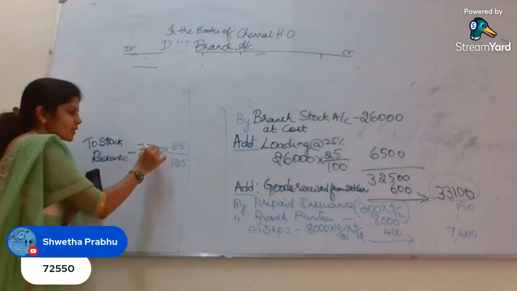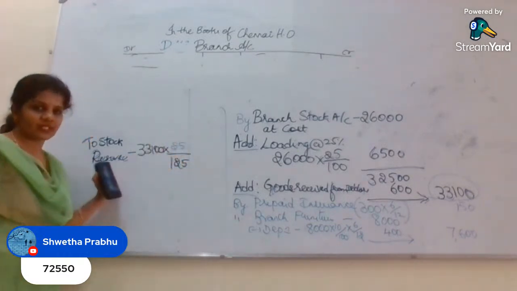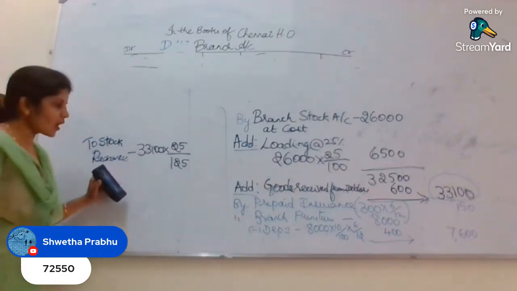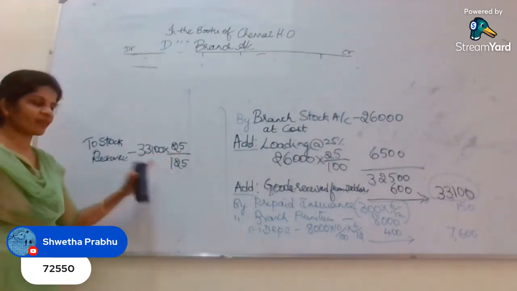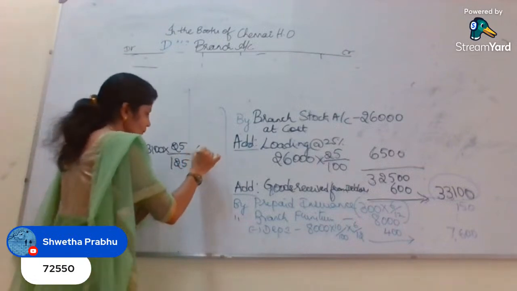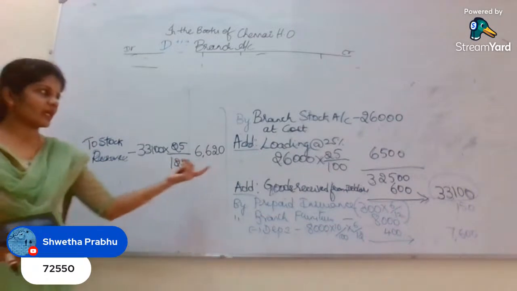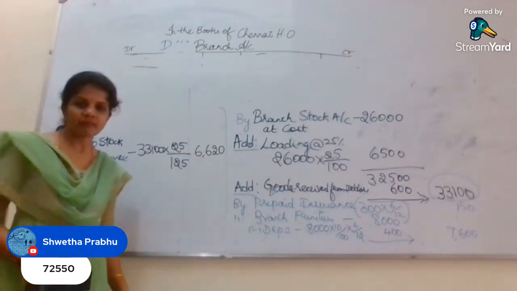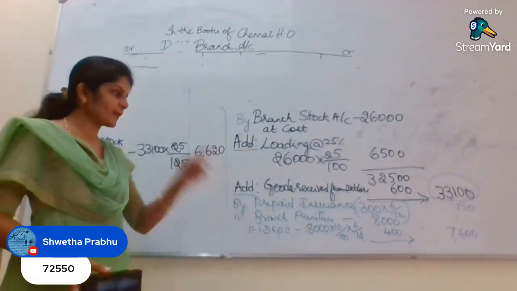This 33,100 is for 125% because it is at the invoice price. But how much is only the profit? Profit is 25%, correct? So 33,100 into 25 divided by 125. What is the amount? I had calculated 6,620. 6,620 rupees is the adjustment for branch stock, the stock reserve. Got it?